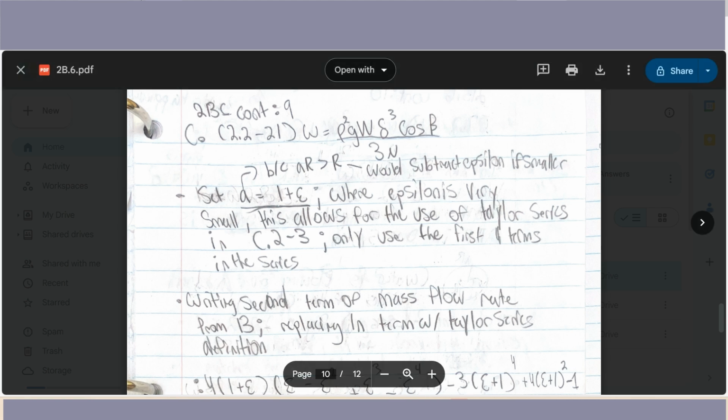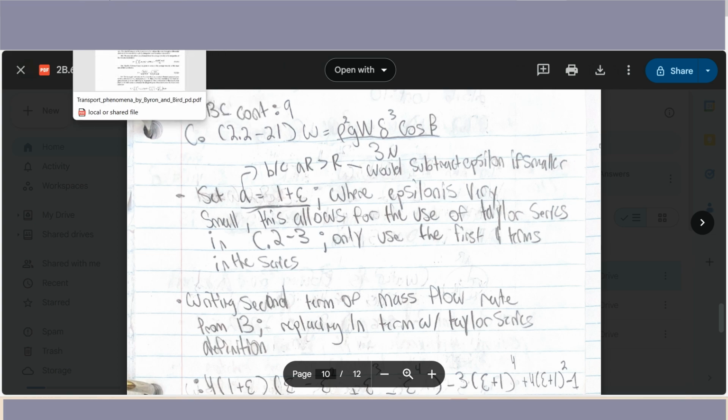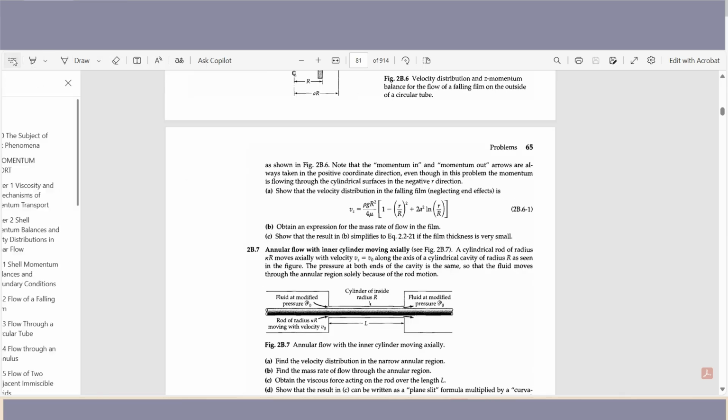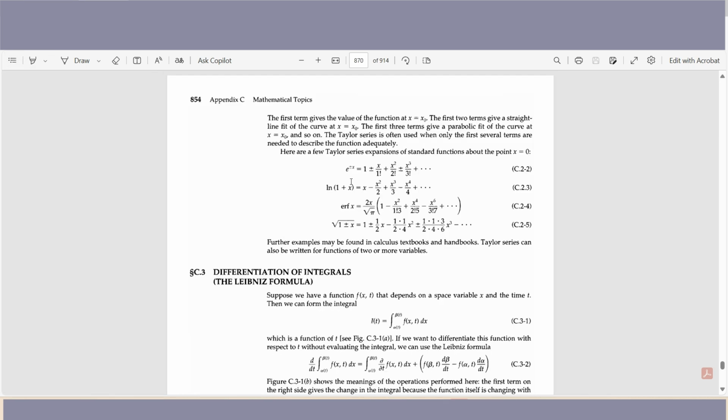Okay, so this problem's kind of annoying. Taylor series. I think it's this here. Only use the first four terms.